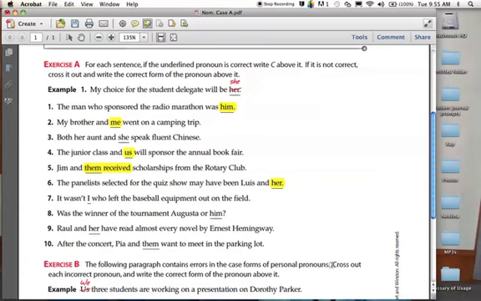Luis and she, that should be she. Seven, it wasn't I, that is correct. I is the predicate nominative of it. I is correct because that's a nominative case pronoun. Number 8, him should be he because it's the predicate nominative of winner. Number 9, her should be she because it's a subject. And number 10, them should be they because it's a subject.